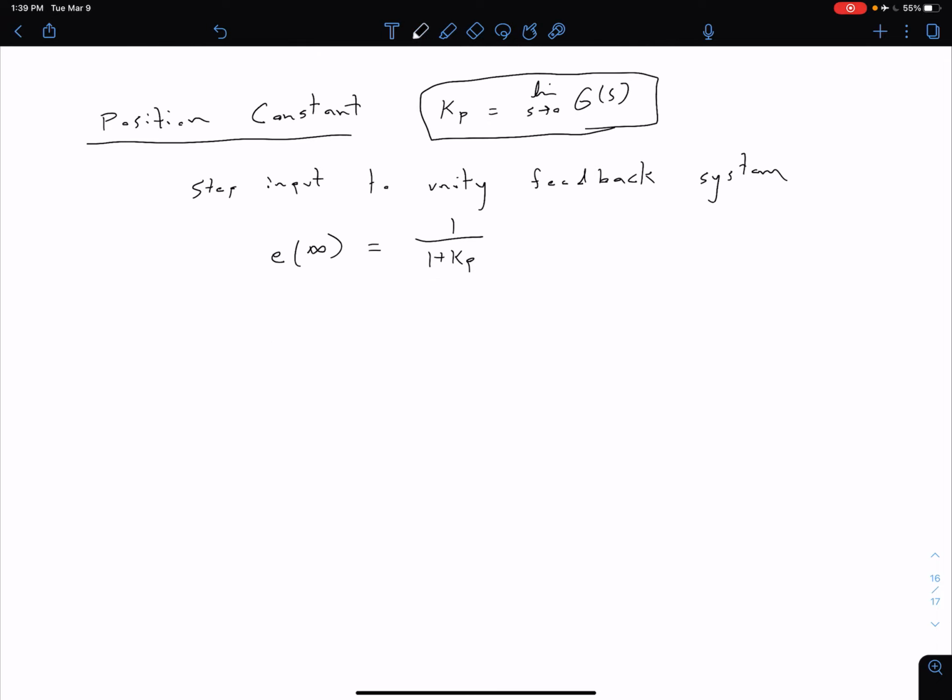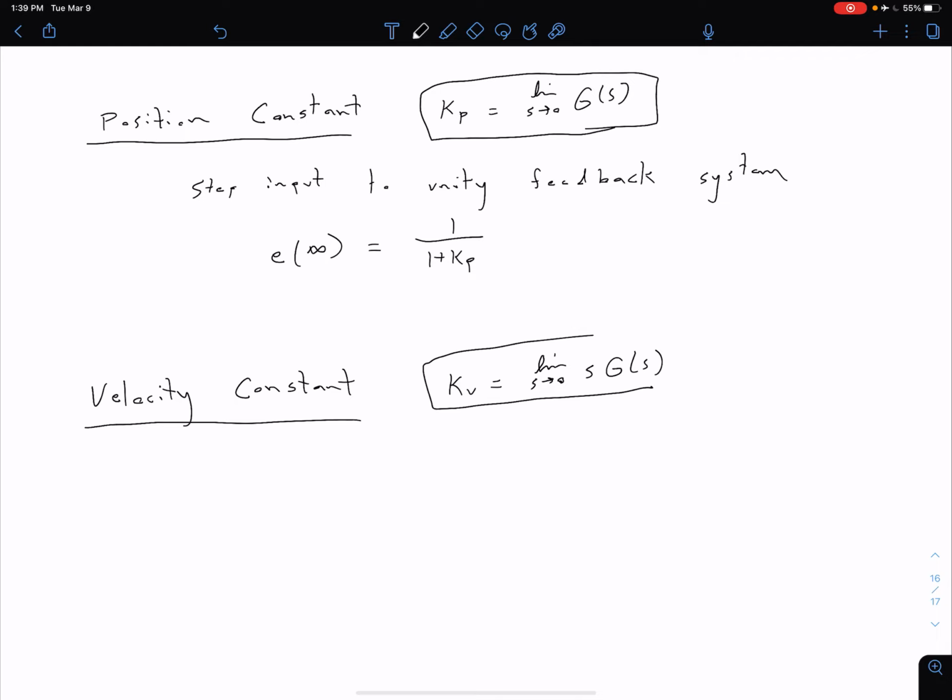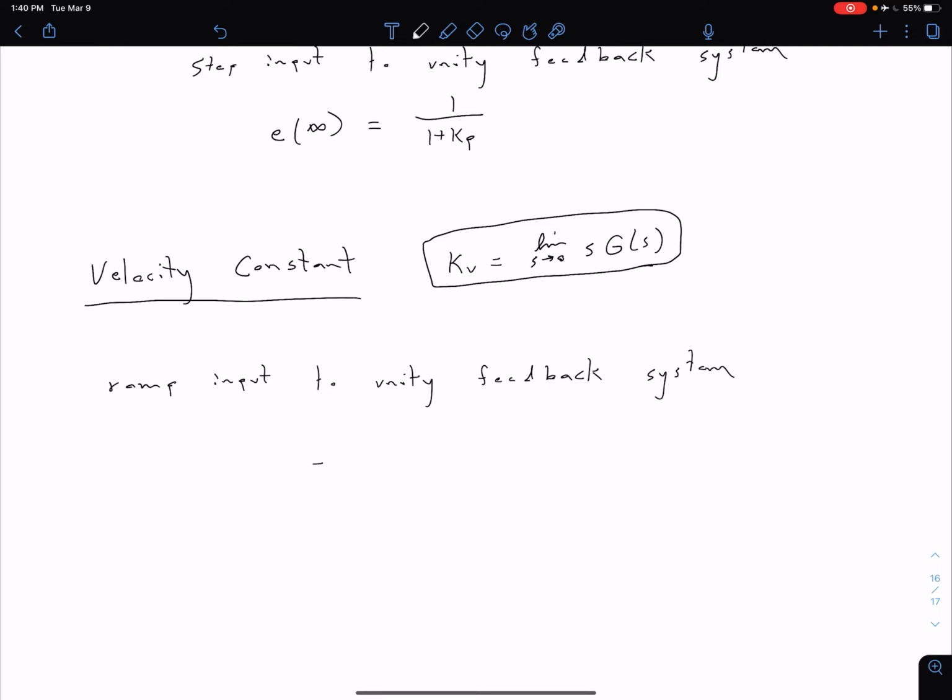The next static error constant is our velocity constant. Our velocity constant is going to be k sub v, and this is equal to the limit as s goes to 0 of s times G of s. Again, this should look familiar from when we were considering our ramp input. So if we have a ramp input to a unity feedback system, that gives us a steady state error, E of infinity, equal to 1 divided by Kv.